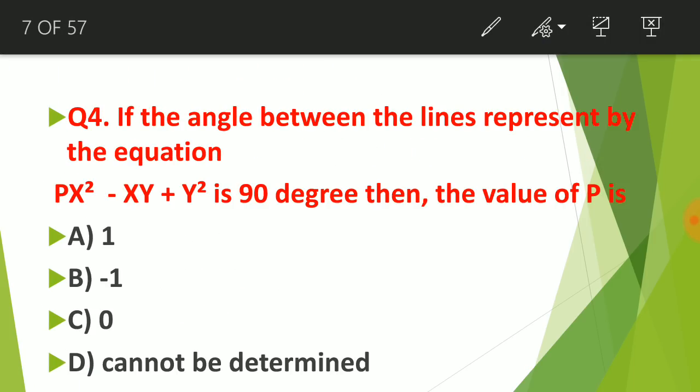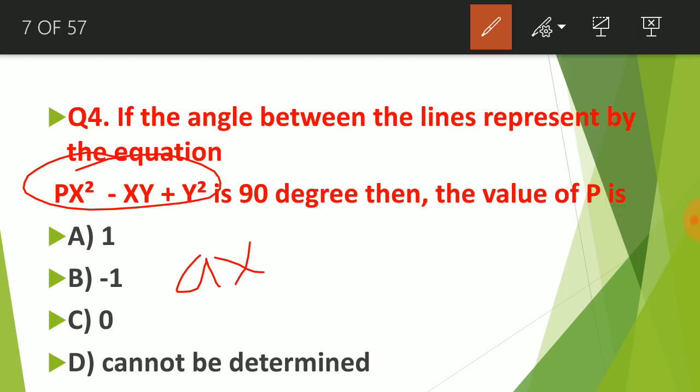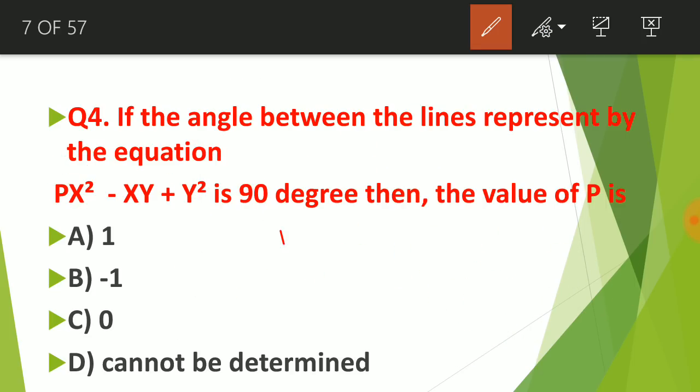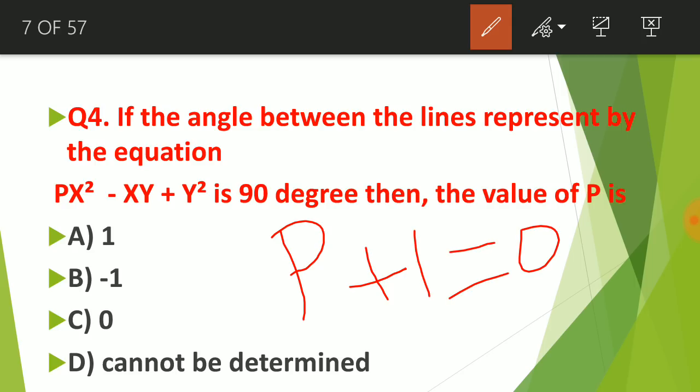Now let us move to question number 4. If the angle between the lines represented by this equation is 90 degrees, what is the value of p? We know that in the homogeneous equation of second degree, ax square plus 2hxy plus by square, the angle between the lines will be 90 degrees if a plus b becomes 0. Coefficient of x square plus coefficient of y square becomes 0. Here the coefficient of x square is p and the coefficient of y square is 1. So we can write coefficient of x square p plus coefficient of y square is equal to 0. So the answer for this question will be p is equal to -1. That is in option choice B.